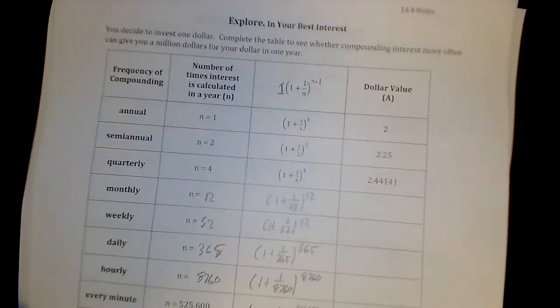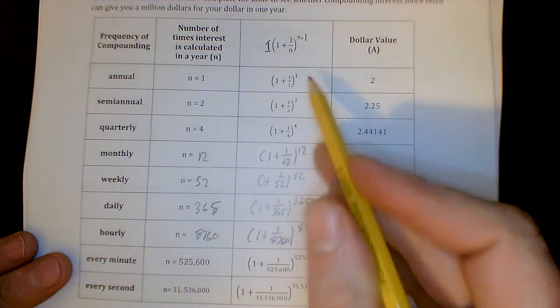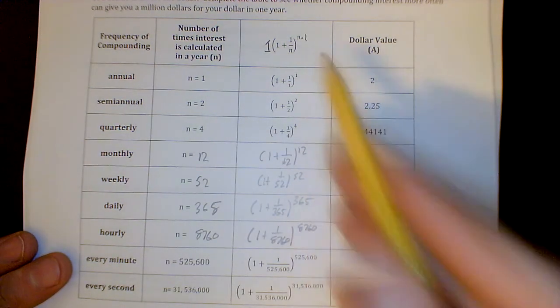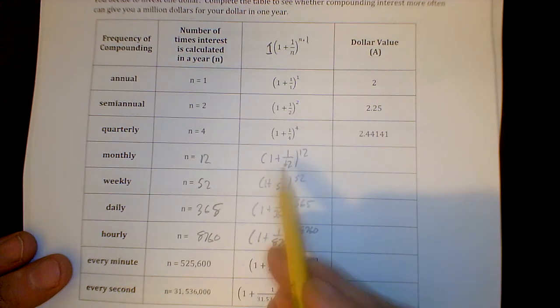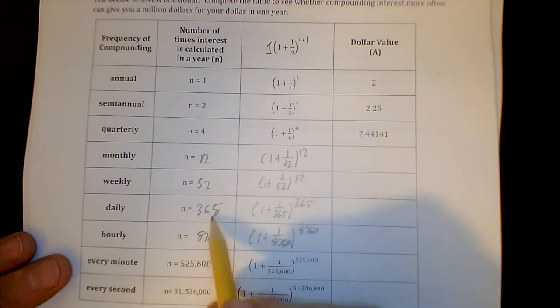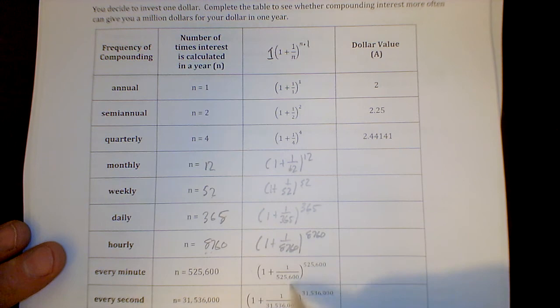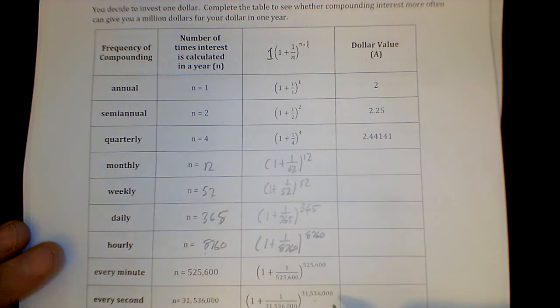The first few are done. We're just plugging in the number of times we compounded for N, both here and here. So when it's monthly, I'm going to plug in 12 there and there. Weekly, 52 weeks here and here. Daily, 365-ish here and here. Hourly, just multiply 365 by 24, you get 8,760 here and here. Minutes, done for you. Seconds, done for you.